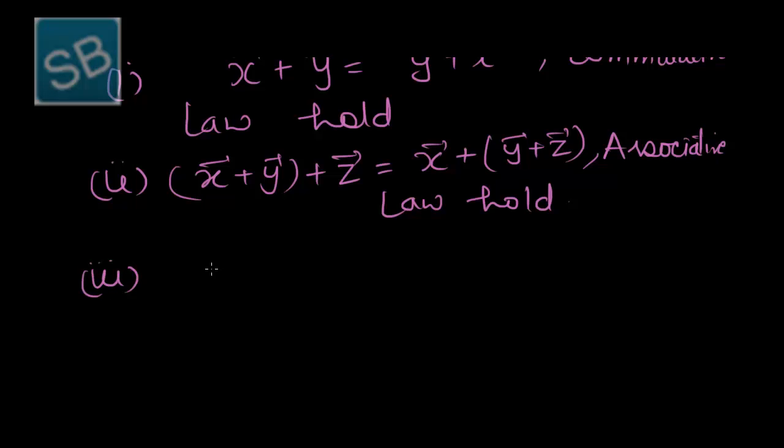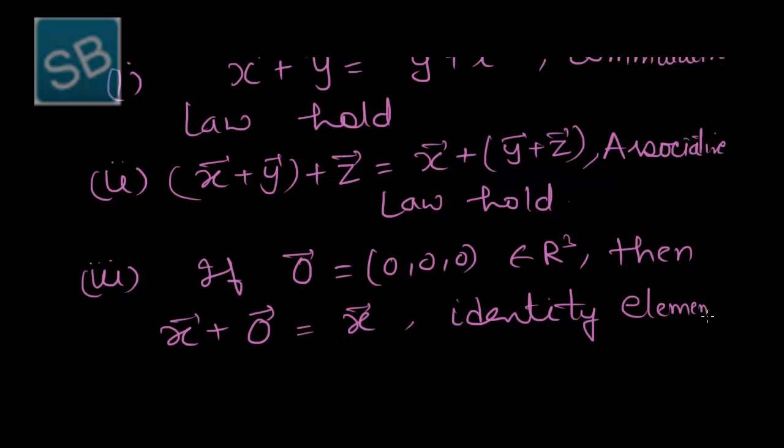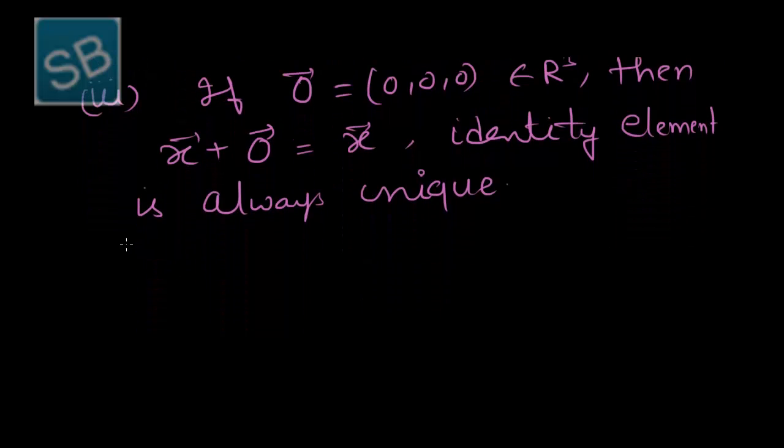Number 3: if 0 is the identity element that belongs to R3, then vector x plus the identity element, that is the 0 vector, gives the same result x. Then the third property is fulfilled, and the identity element is always unique. So for a set to be a vector space, it must contain an identity element.